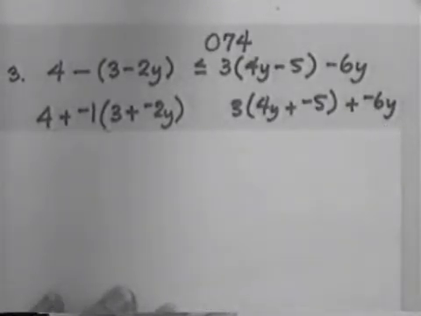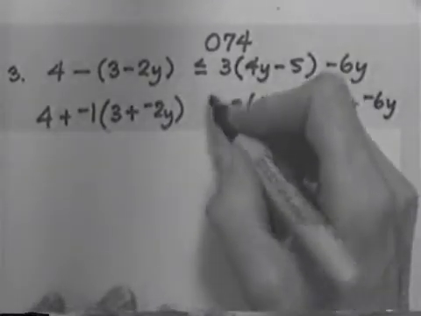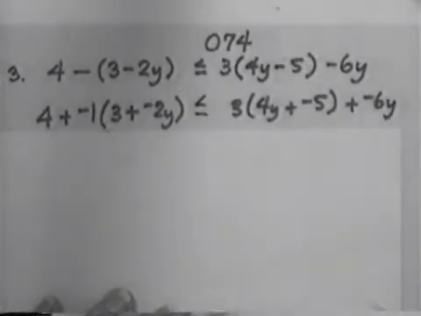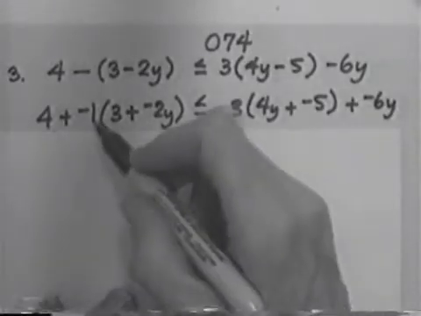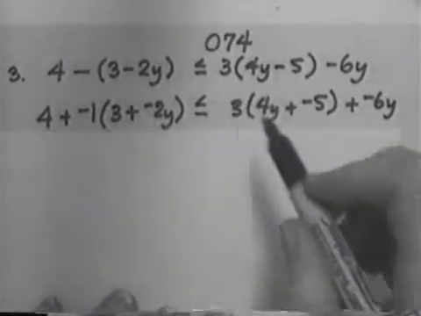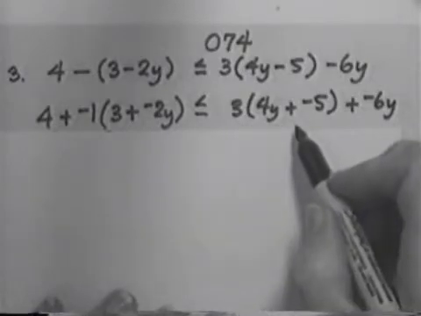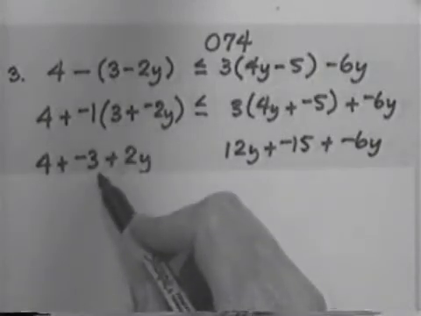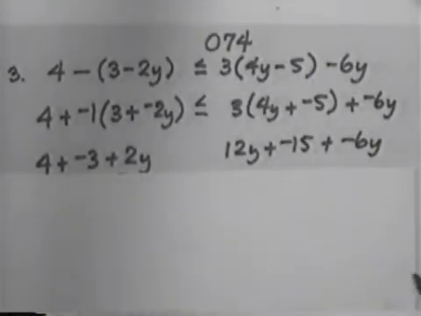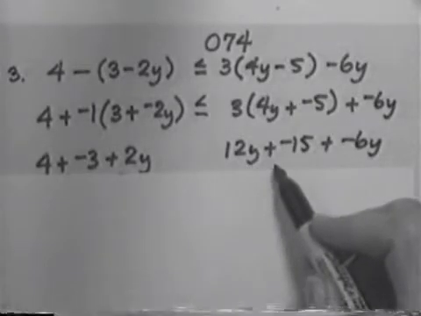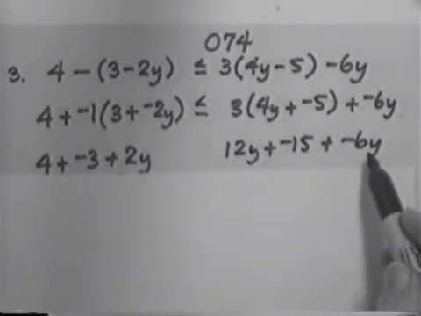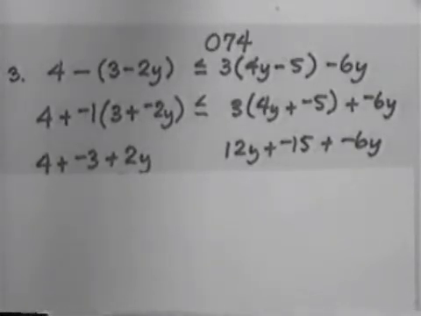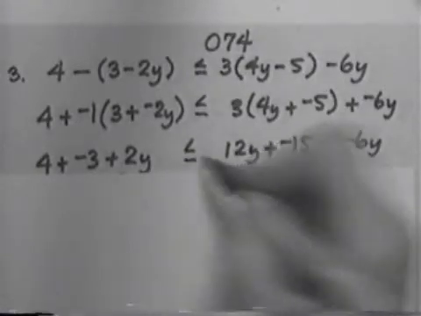What about the inequality symbol? All we've done is simplify, and so the inequality symbol remains unchanged. Now we must distribute the negative 1 through the set of parentheses beside it, distribute 3 through the parentheses beside it, and we get 4 plus negative 3 plus positive 2y, 12y plus negative 15 plus negative 6y. Again, all we've done is simplify, and so the inequality symbol remains unchanged.